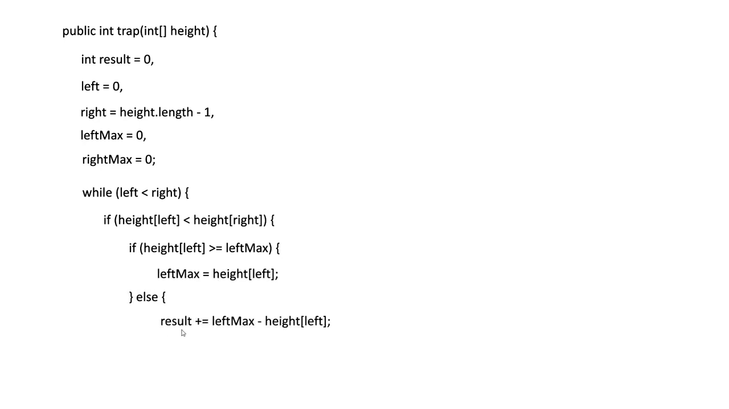Otherwise, we're going to add to the result. So left max minus the height of left. Because we already know that this height left is less than the height right, it means we have a wall over here that's bigger than anything we have on the left. So that's why we can take the left max minus whatever the current height of left is, and that will be a spot for capturing rain. And that is pretty much it for when the height on the left is less than right. We need to increment the left at the end.